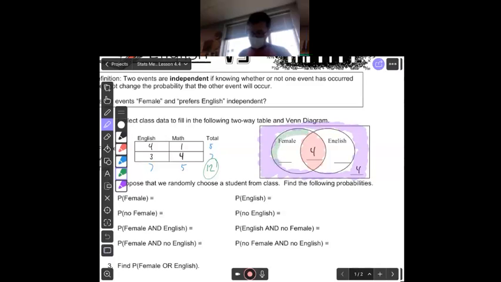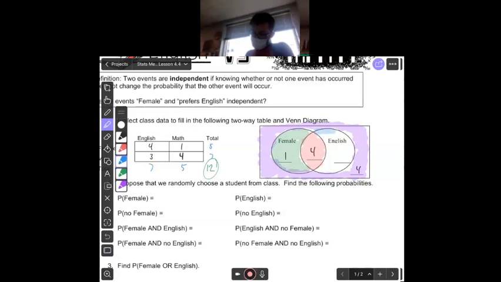What group of people does this represent? Females. Total is total. Not total amount of females. Total amount of females would be the whole circle. So what group does this represent? So the whole circle is females. What group is this? Females that prefer math, right? Females that do not prefer English. So females that prefer math. So how many is that? 1. Okay. And the last question here.